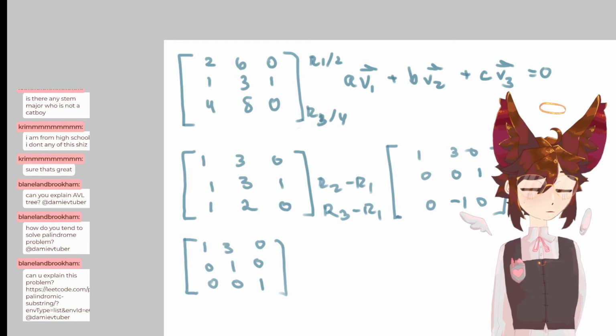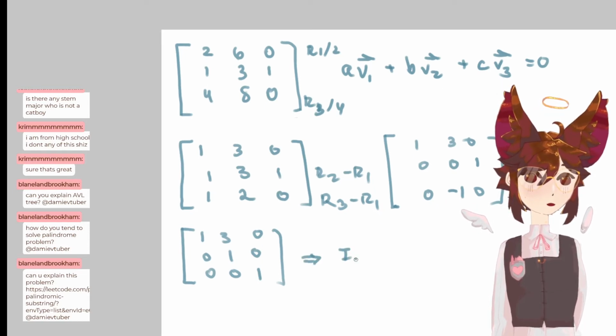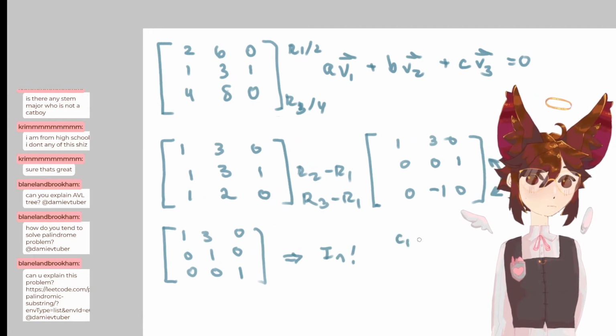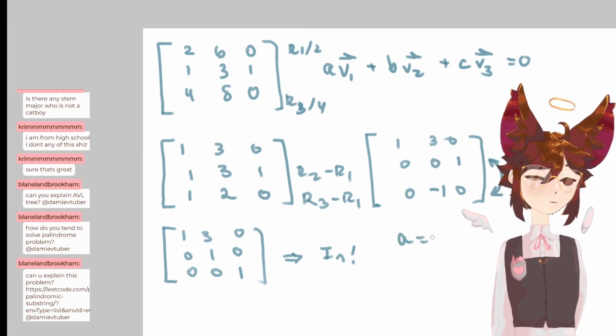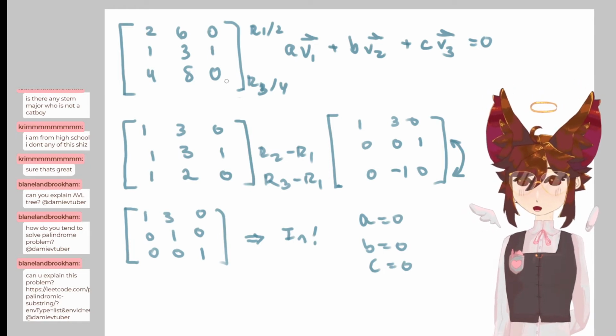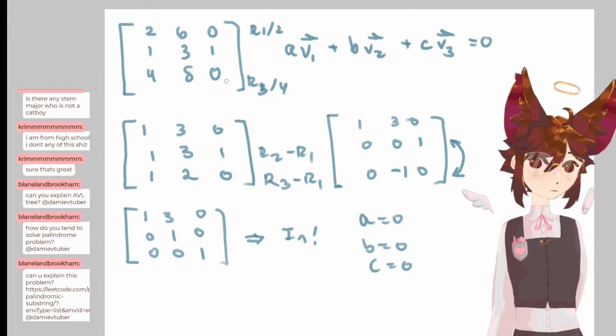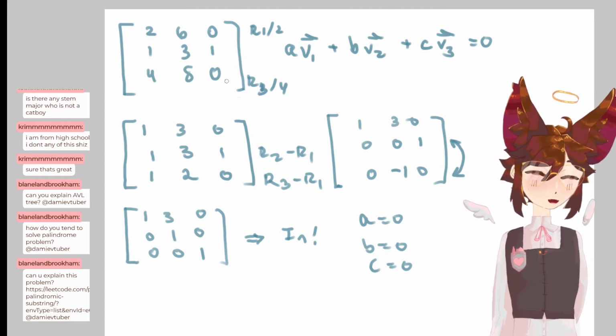We can look at this and we can see that this will cancel out. So we actually do end up getting the identity matrix, which means that our C1, or in this case our A, is going to equal 0, our B is going to equal 0, and our C is going to equal 0. So great job. By using these 3 vectors, we've found that they are linearly independent. What I was trying to do was make them linearly dependent.